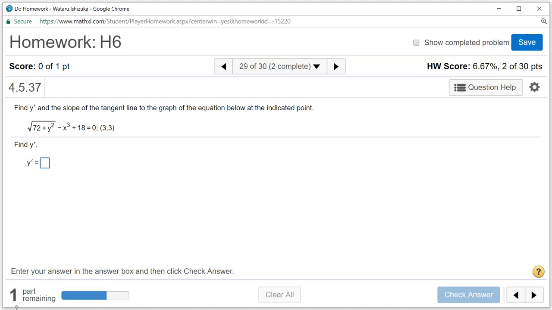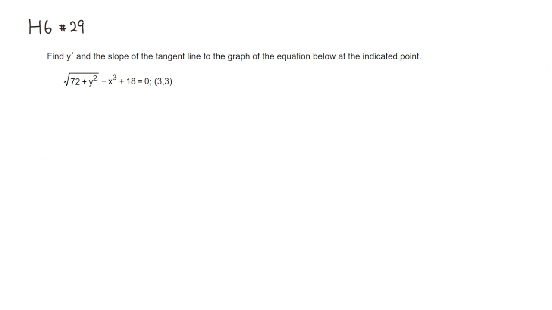Alright, let's look at homework 6, problem number 29. We want to find y prime using implicit differentiation and also find the slope of the tangent line to the graph of the equation at (3, 3). So let's do that.